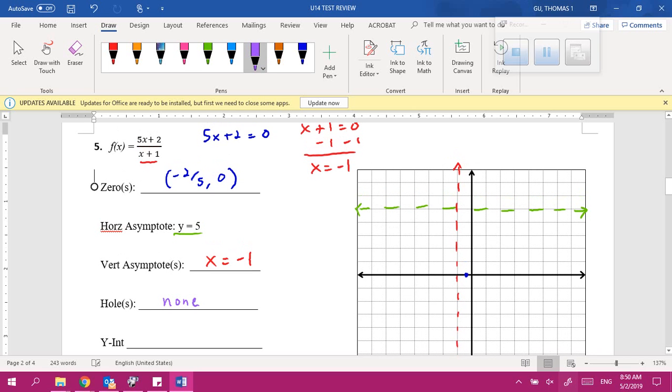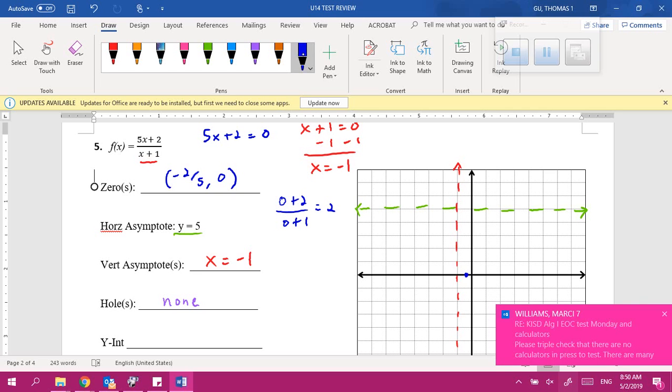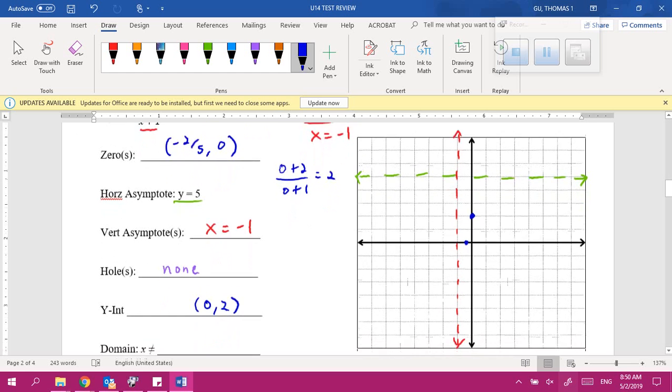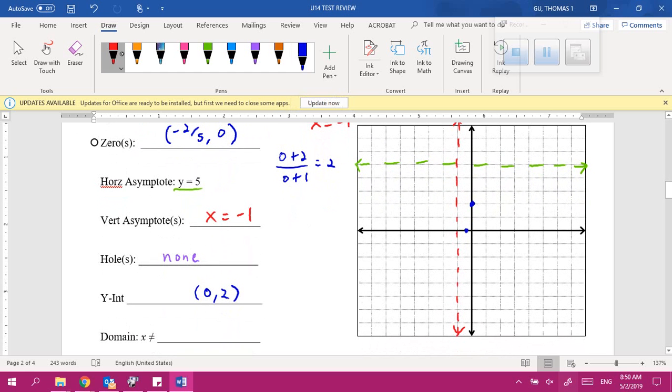Right, the y-intercept, all I have to do is plug in zeros for the x's. So if I plug in 0, I'm going to have 0 plus 2 over 0 plus 1, which is 2. So the y-intercept is 0, comma 2. So I'm going to graph that as well. 0, comma 2 is right here. Now I'm having a better idea of what that curve is going to look like. And lastly, the domain is going to be x is not equal to negative 1.